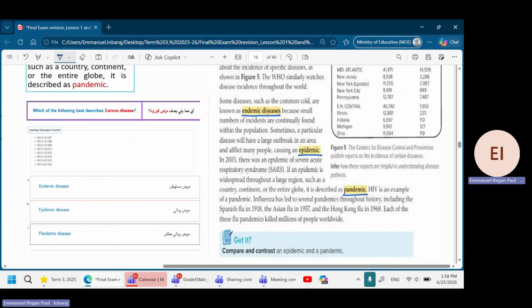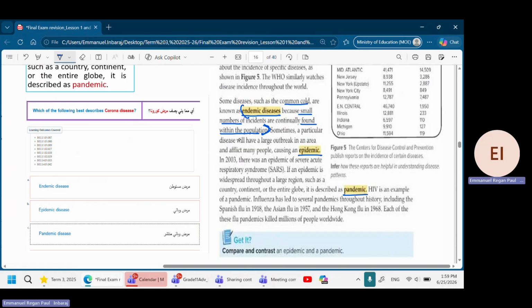What is endemic? Remember the keywords here. Some diseases such as the common cold are known as endemic disease because they affect small numbers. See, they affect small numbers and they are found within the population. Endemic disease affects small numbers and they are found within the population. This is endemic.